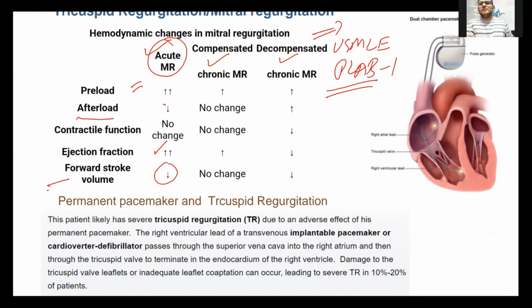फॉरवर्ड स्ट्रोक वॉल्यूम का मतलब वो वॉल्यूम होता है जो 100% सक्सेसफुली एओर्टा में जा रहा है. These two concepts are very important. Ejection fraction, forward stroke volume. Ejection fraction is the fraction of end-diastolic volume that is going out of left ventricle. अब वो बढ़ जाती है. लेकिन फॉरवर्ड स्ट्रोक वॉल्यूम क्यों कम होती है?